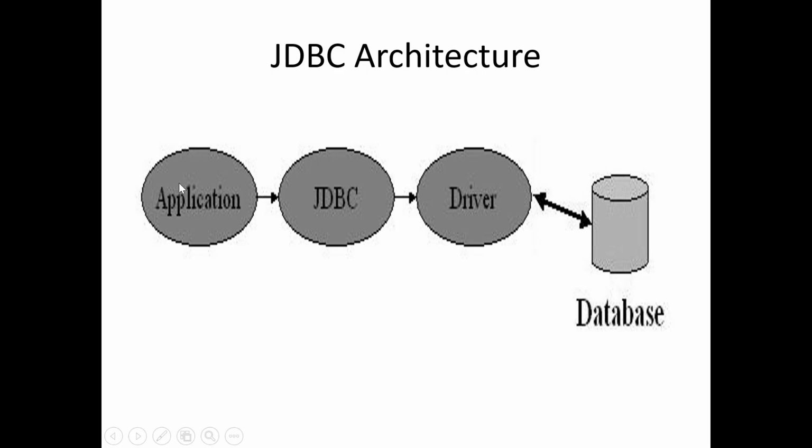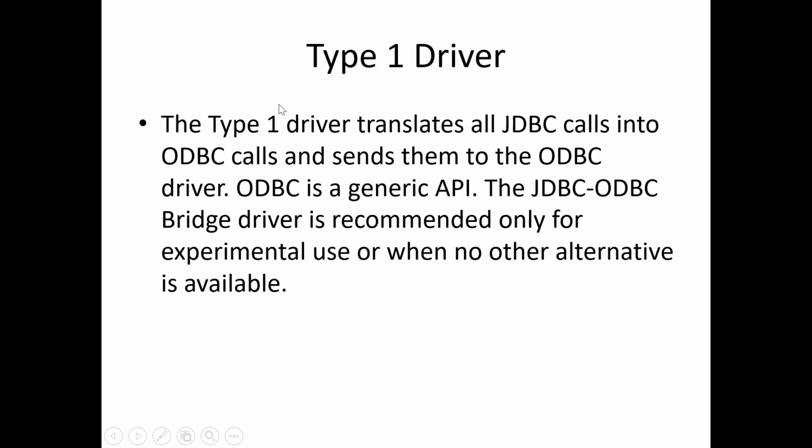Now we are talking about the first type of driver, which is said to be the type 1 driver. So what is the type 1 driver? It translates all JDBC calls into ODBC calls and sends them to the ODBC driver. This is also known as the JDBC-ODBC bridge driver. So what is it doing? It is taking data from our application and simply giving it to ODBC. So what is ODBC? ODBC is a generic API. It does not belong to Java or Oracle Corporation or Sun Microsystems. It's a separate generic API.